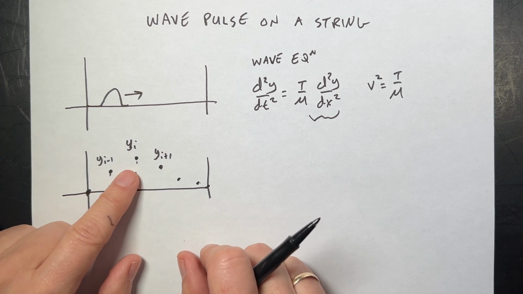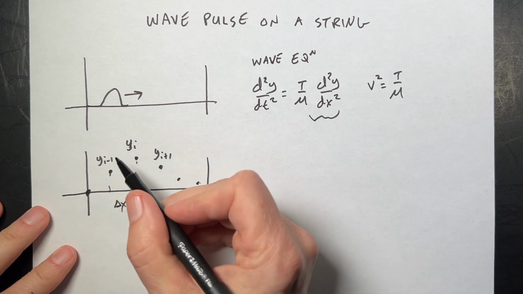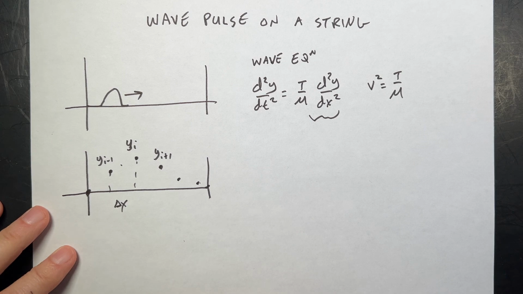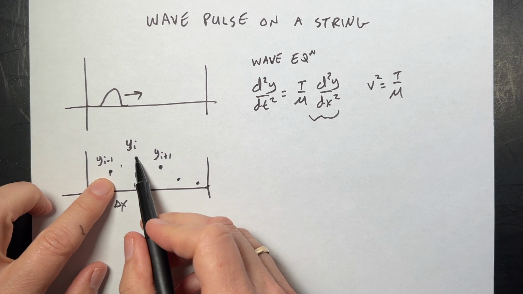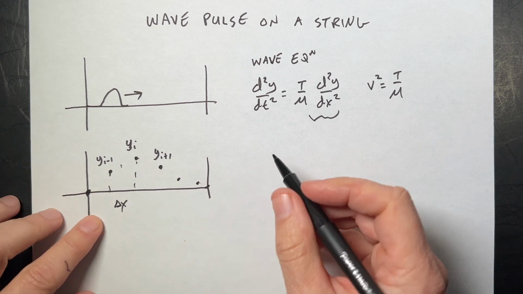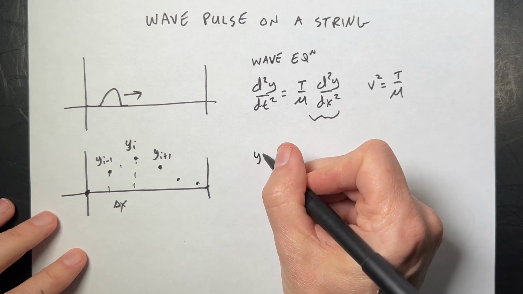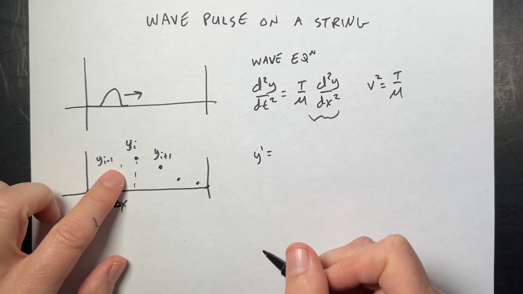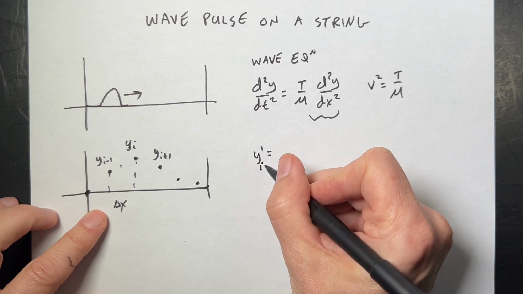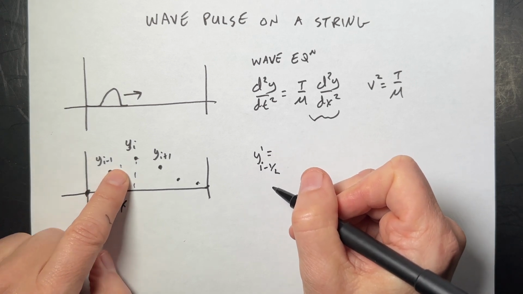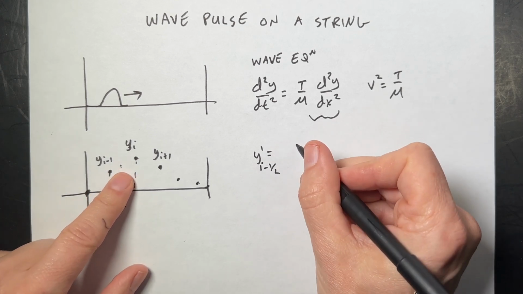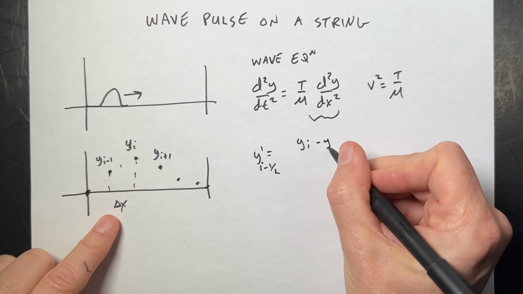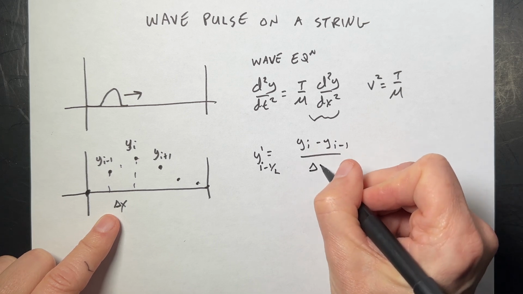Well, we can write the definition for the derivative. Let's write the derivative at the half point right here. Well, it's going to be the final position minus the initial position divided by delta x. So I can write that as y prime, that's the derivative. y prime at i minus 1/2, right, because it's a halfway point, is equal to y_i minus y_(i-1) over delta x.